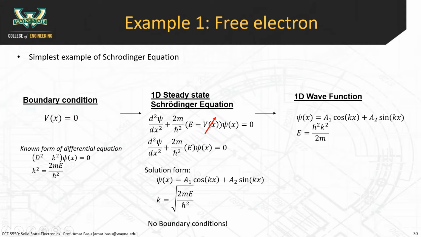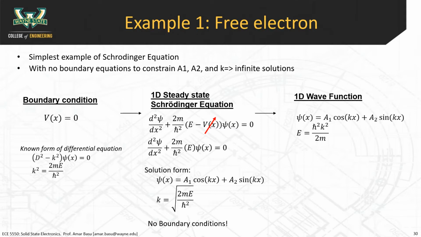What happens here is that this was a solution form, and so our quote-unquote solution to the Schrodinger equation is just this equation, without really defining these two constants. What this means is essentially that there's no boundary conditions to constrain A1, A2, and this k term here. So there's infinite numbers of solutions. And what that means physically is that an electron can exist at any energy state.